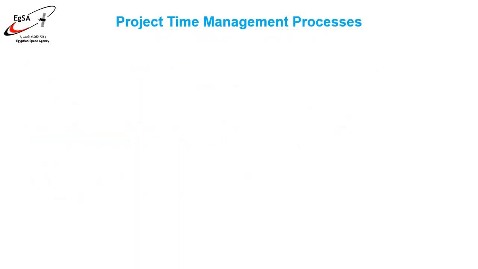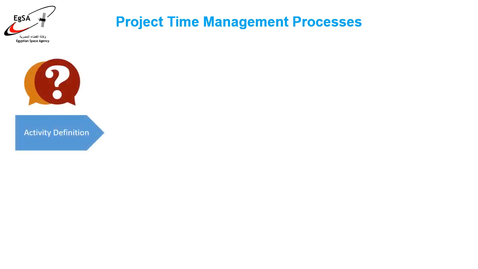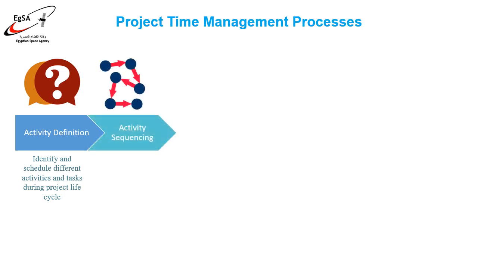There are 6 steps that are involved in project time management. 1. Activity definition. A project team should identify and schedule different activities and tasks to be done during the project life cycle. These are the things that are required for timely project deliverables. 2. Activity sequencing. In this step, project managers need to introduce documents and map task dependencies. They define the order in which deliverables must be completed.